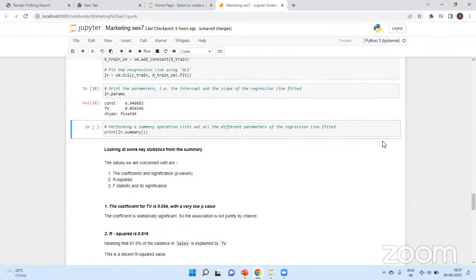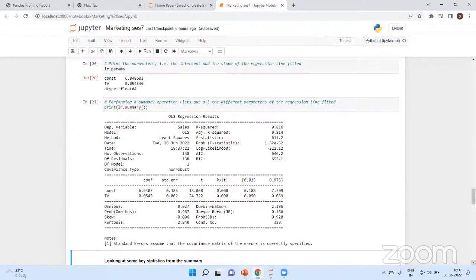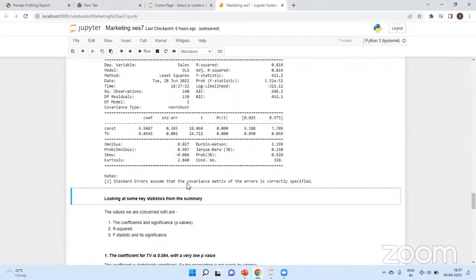Performing a summary operation lists out all the different parameters. Summary of the dependent variable sales, that is y, OLS model, least squares, date and so on. This is the regression results: coefficient values, errors, etc. Standard errors assume that the covariance matrix of the errors is correctly specified.